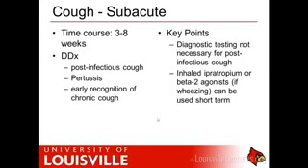Subacute cough is 3 to 8 weeks, and this could either be post-infectious cough, which is definitely the most likely diagnosis out of this group, the most common. You could get pertussis or early recognition of someone with a chronic cough. Again, if you think this is just post-infectious, like they had a viral illness and now they don't have any concerning signs or symptoms, then don't do any more diagnostic testing, and you can just treat them with inhaled ipratropium, or if they have wheezing on exam, you can give them a beta-2 agonist.